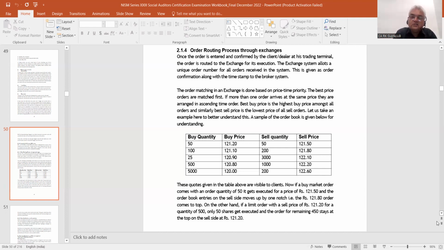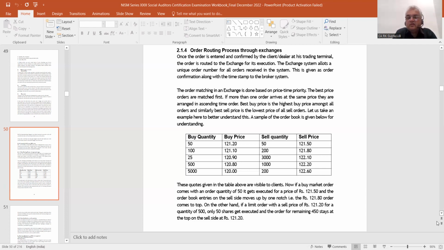And the order book entries on the sell side move up by one notch. That is, now the next quantity is available at 121.80 because only 50 shares were available at 121.50. But now suppose he wants to buy more. So those another 200 shares, they are available at 121.80. And the order book entries on the sell side move up by one notch. That is, rupees 121.80 order comes to top.